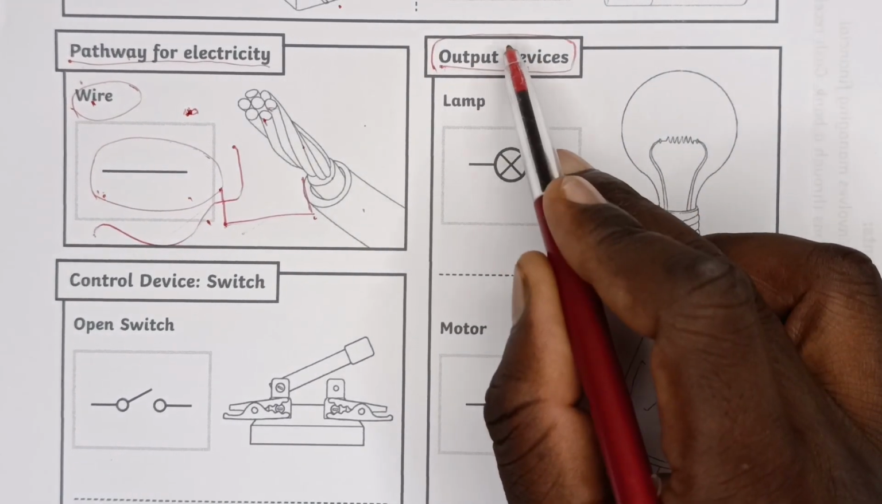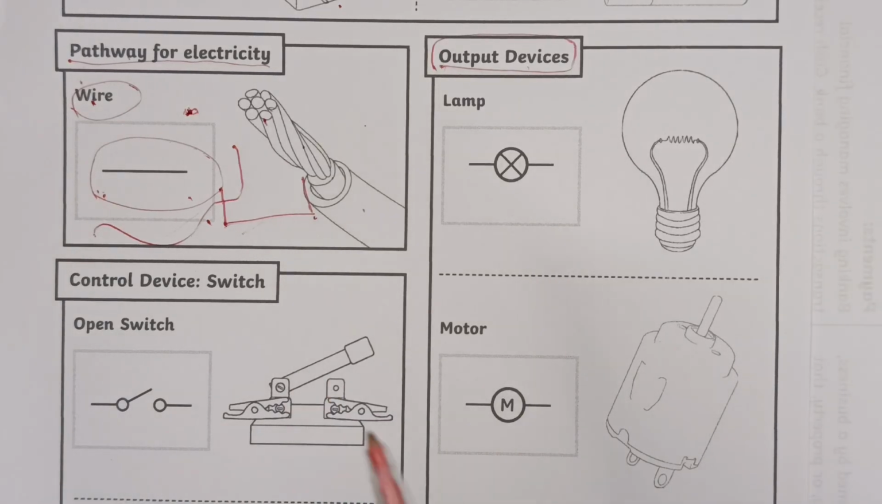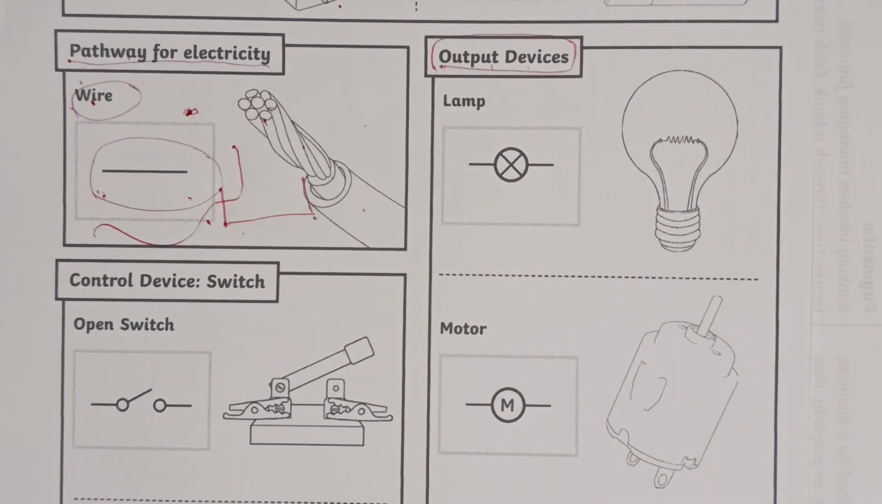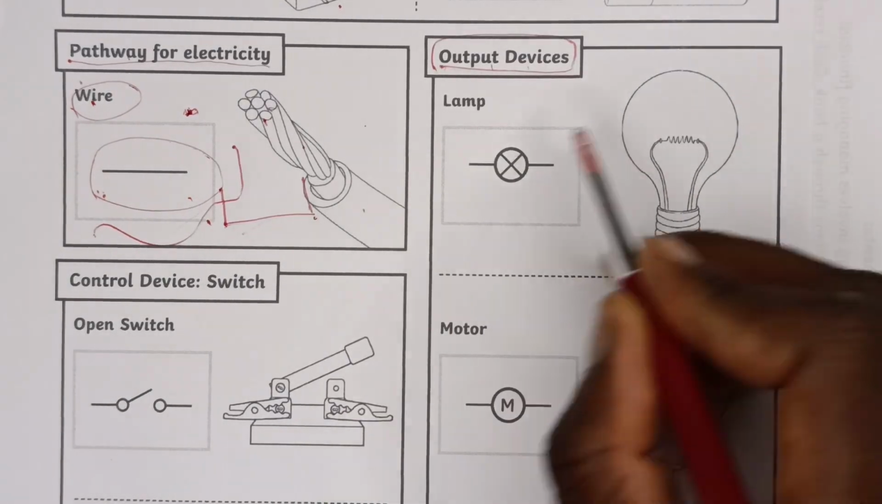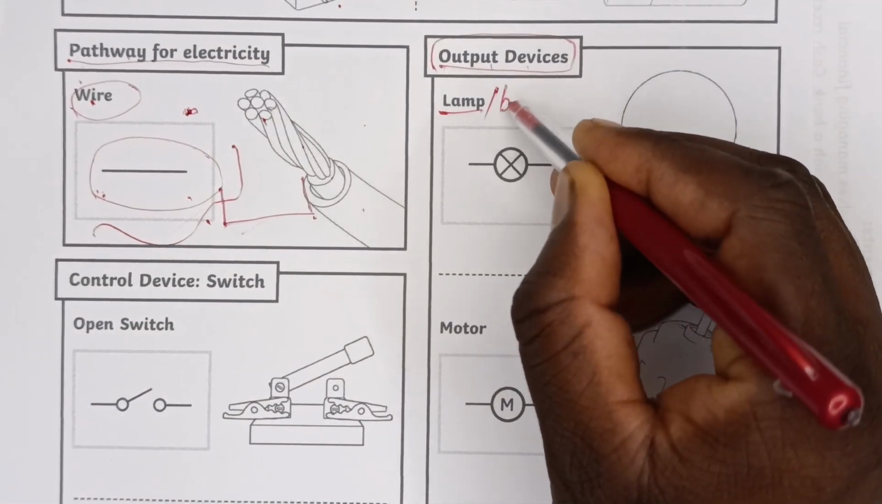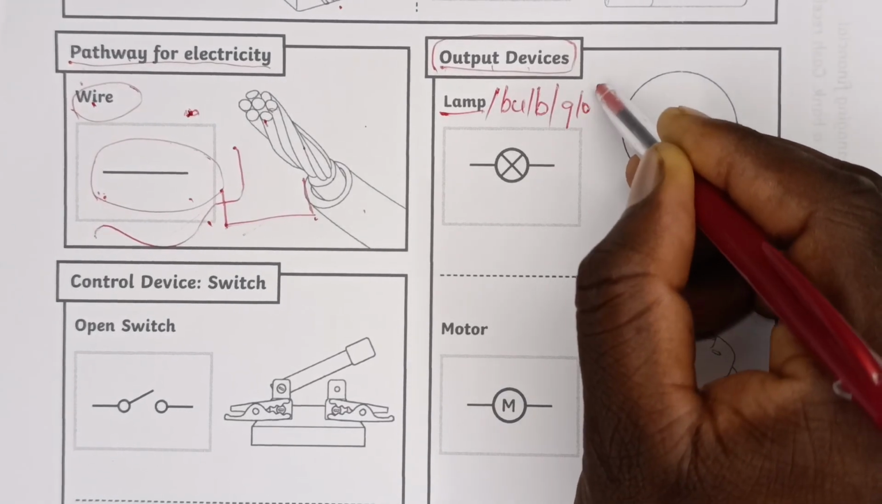Okay, on the other side, we see the output devices. Remember that the batteries and the cells are the input devices because they bring electricity into the circuit. But these ones, they give out. For an example, let us look at this one. A lamp. This is what we call a bulb or a globe.